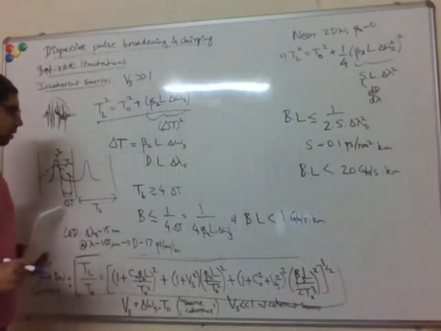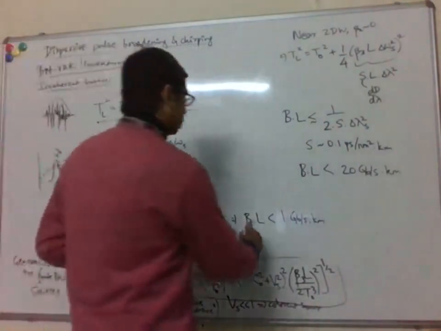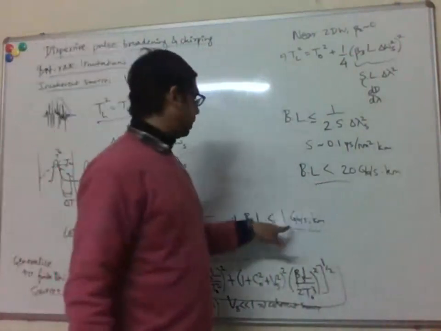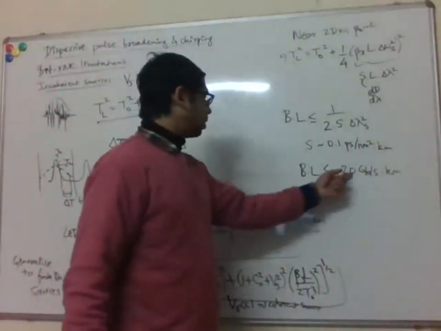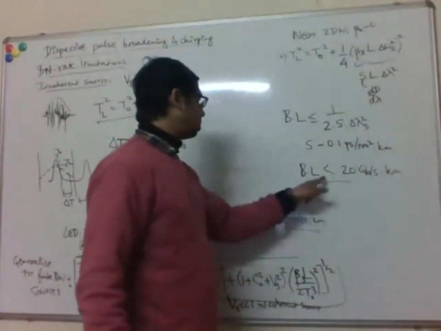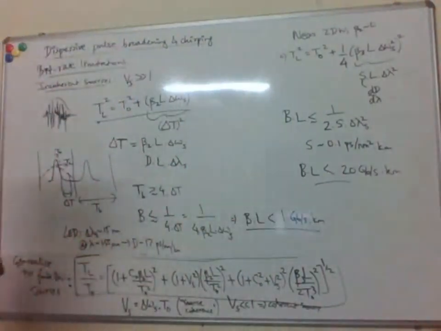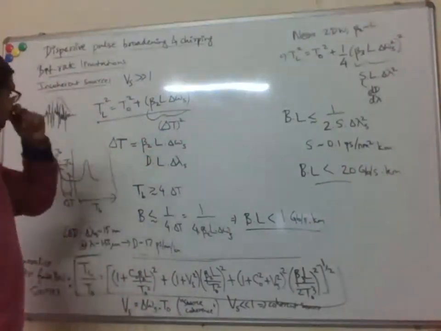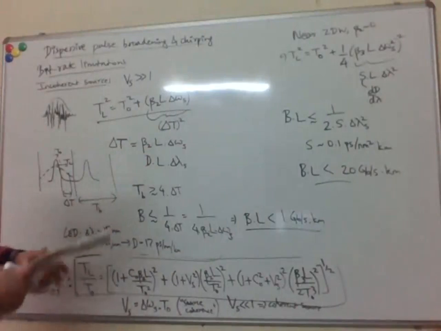So by moving to a wavelength close to the zero dispersion, we can gain an order of magnitude, a little more, in terms of bit rate or propagation distance for incoherent sources.